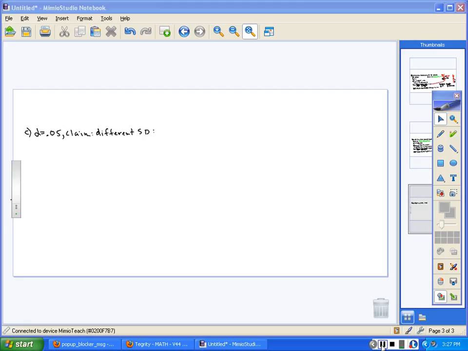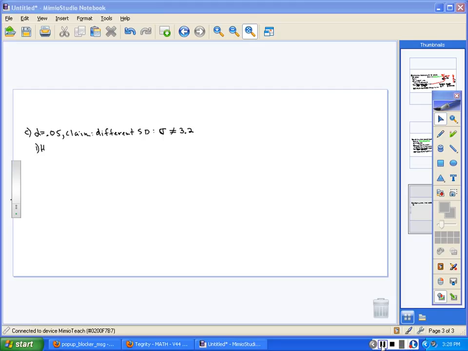Okay, so we have to translate our claim from English to math, and this is standard deviation. The symbol we use, the population symbol for standard deviation, is sigma, and different means not equal to what it was in the past, which was 3.2.